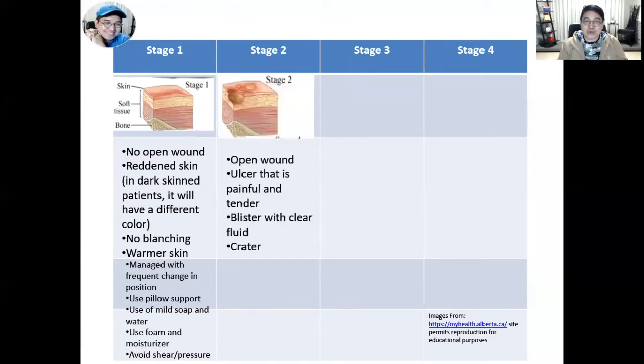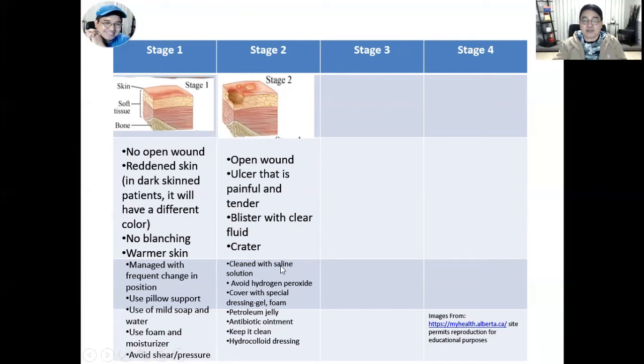Okay, for stage two, you have an open wound, an ulcer that is painful and tender. Focus on this, class: blister with clear fluid. It's like a second degree burn. In this stage, there's also a crater, which means there's already an injury to the skin. This is usually cleaned with saline solution, and you have to avoid hydrogen peroxide at this point, because hydrogen peroxide may potentially cause debridement of the skin.